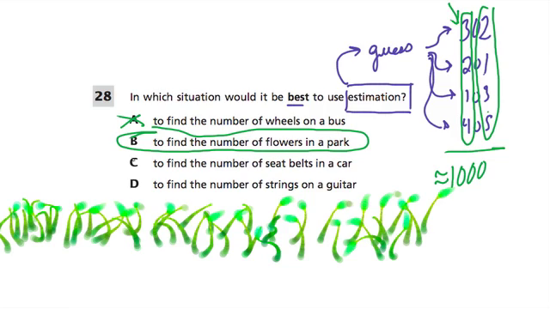Because look at C. It says the number of seatbelts in a car. Well, you can just count by looking around. What is there, 8, maybe 10 max seatbelts? Maybe on a bus, but still, on the bus you can just walk around and count. So the seatbelts is a very easy number to count. And here the number of strings on a guitar, well, usually that's 6 or 7. And I feel like, well, what's the point of estimating when there's only a handful of strings? So here I would pick B, the number of flowers in a park. Thanks.